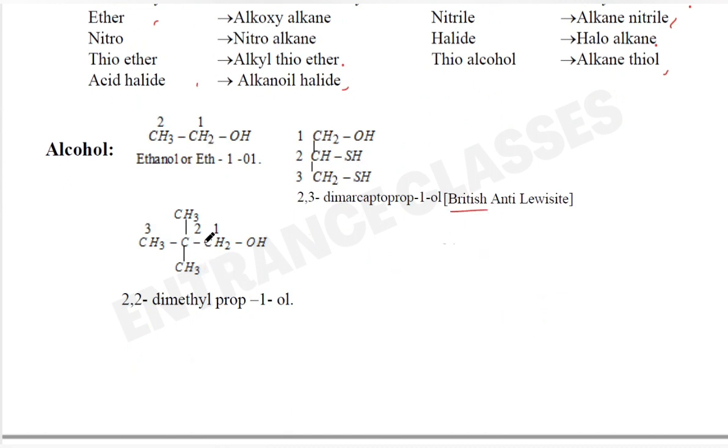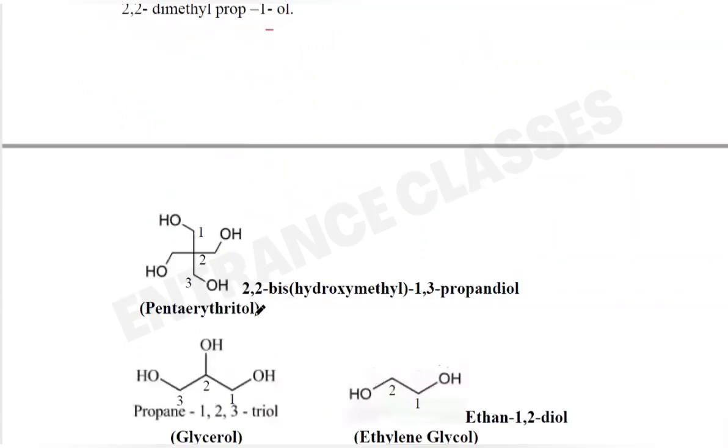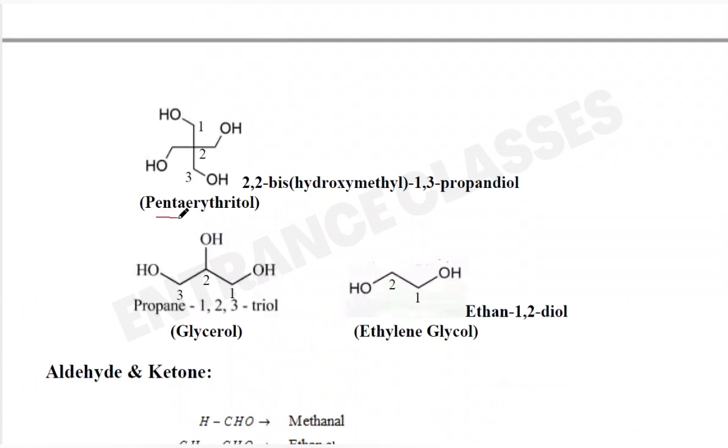Trade name. Now here the 2 carbon is linked with 2 methyls. So this is 2,2-dimethylpropanol. Okay. Next here we see this is pentaerythritol. This is the common name, nickname.